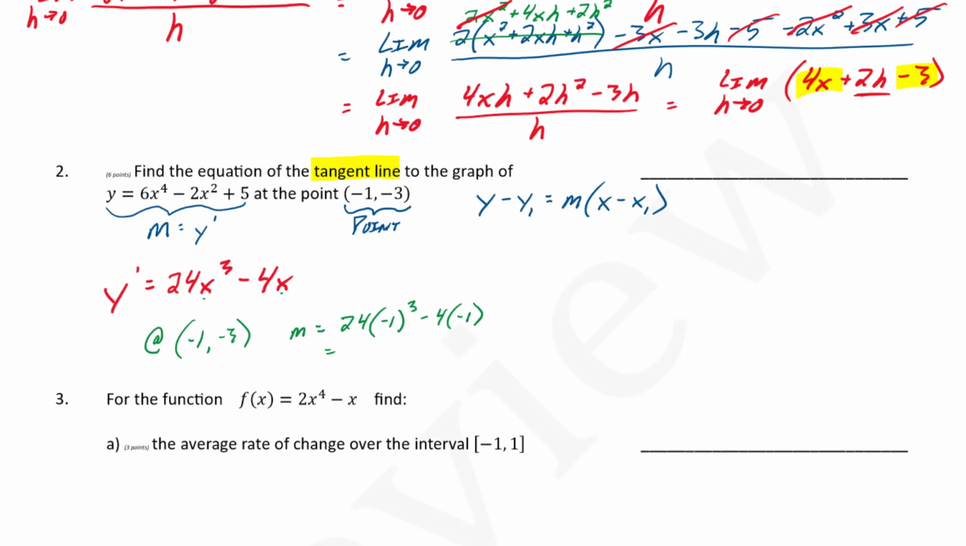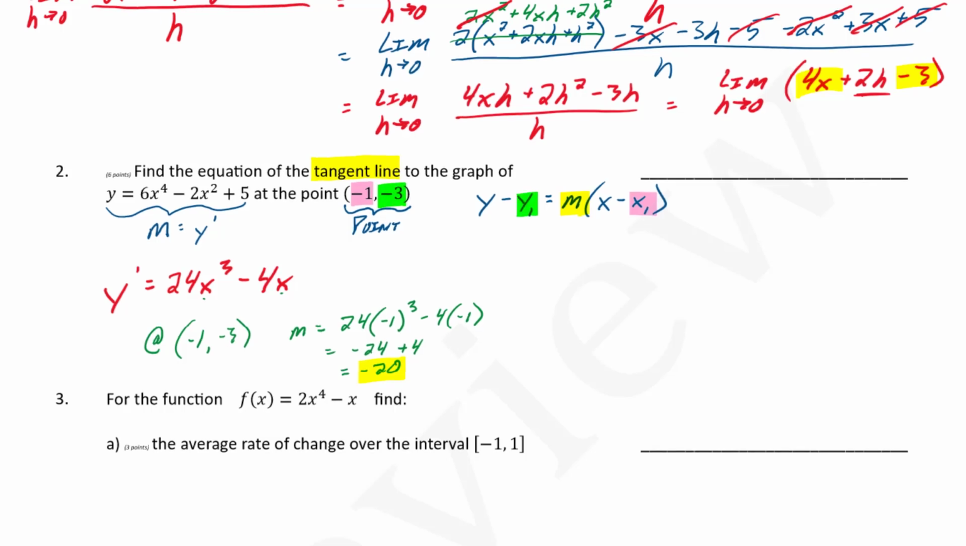So negative 1, if I cube it, it is going to stay negative 1, so this is really a negative 24 minus 4 times negative 1. That's going to switch to a plus 4. So it looks like my slope must be negative 20. So from here I just take those values and plug them into the spots where they need to go in my formula. So my negative 20 here is going to go where the slope is. And then my ordered pair here, I've got negative 1 is going to go where x1 is. And I've got negative 3 is going to go where y1 is.